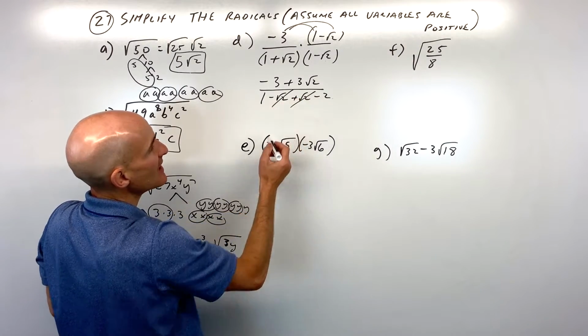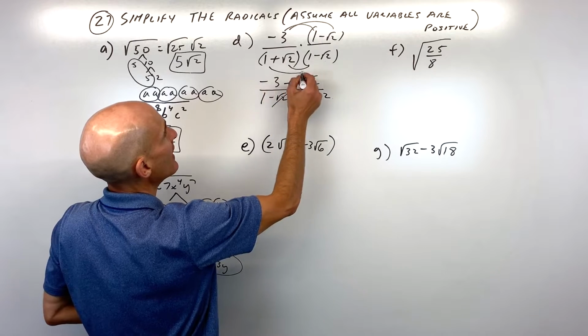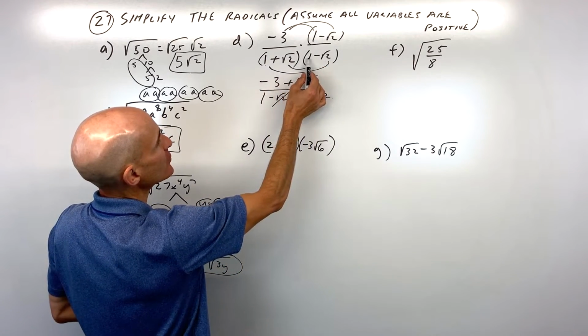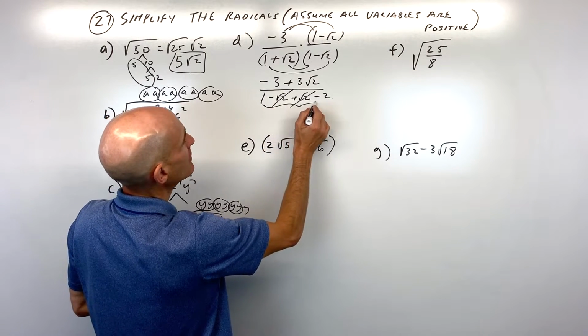Notice that these guys cancel. This is what we call a sum and difference pattern. So that inner product and the outer product are canceling. You just get the first and the last. 1 minus 2 is negative 1.